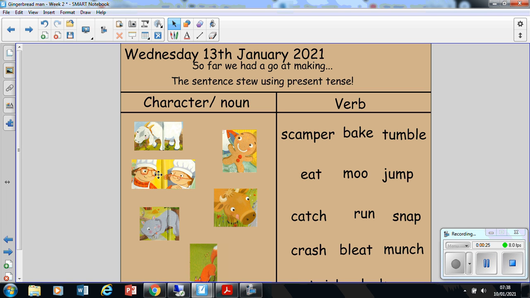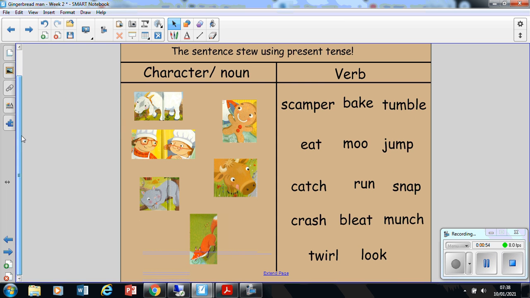So far, Year Ones, we have had a go at making a sentence stew using the present tense. I hope most of you got on well with that, and it's been lovely to see some of your work so far. It's a great job, all of you who are trying super hard at home. I know yesterday's learning was a lot of information to take in, and you did really well at making a go at it. So far we've got our characters, our nouns, and our verb word bank. You will still need this for the rest of this week.